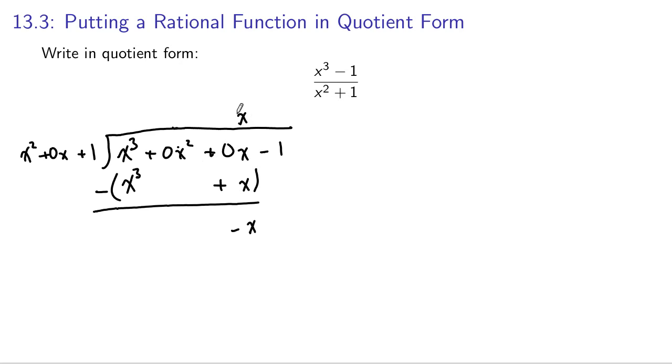So we have x is our quotient, and negative x is our remainder, but it goes over x squared plus 1. I was confused by the fact that our remainder, if we added it to the quotient, would be 0, but the quotient doesn't have the divisor under it. But the minus x does. It's the remainder. So if we write this in quotient form, it's x cubed minus 1 equals x times x squared plus 1 minus x. Okay?